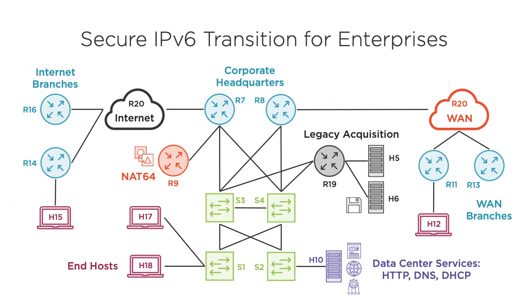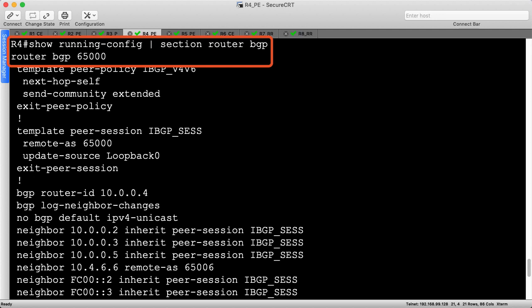Now, onto the demo. Starting on R4, I've displayed the BGP configuration. To enable unequal cost multipath, the egress PEs must be able to signal their link bandwidth. We enable the transmission of extended communities from R4 and R5 to their iBGP peers. Thanks to our peer policy template, we can enable this for all IPv4 and IPv6 peers using a single command.